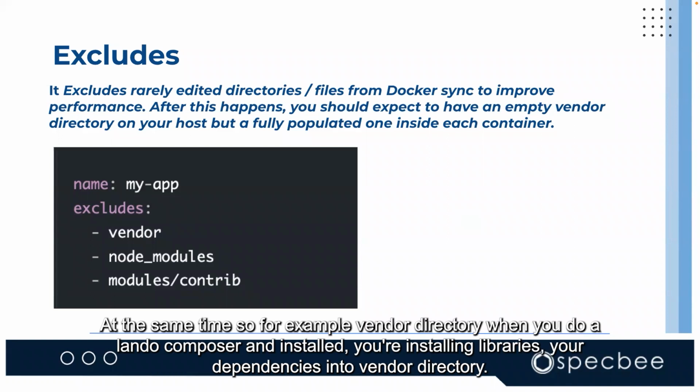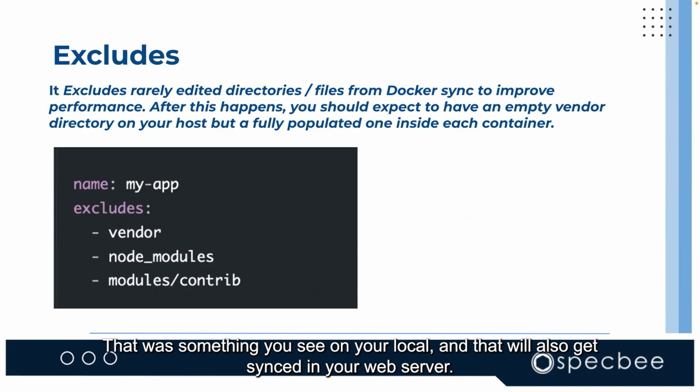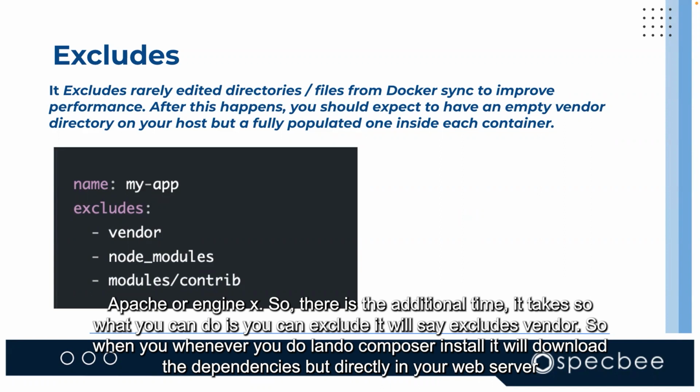So for example, vendor directory, when you do a Lando composer install, you are installing libraries, your dependencies into vendor directory. That was something you see on your local, and that will also get synced in your web server, Apache or Nginx. So there is additional time it takes. So what you can do is you can exclude. It will say excludes vendor.